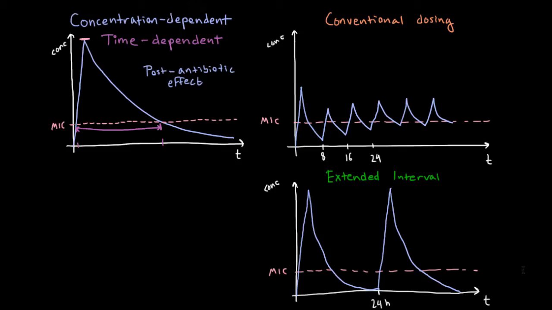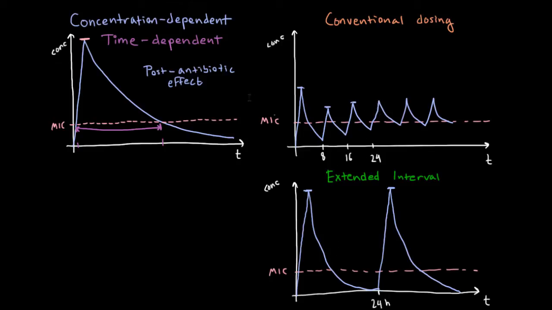Now what you'll notice is that with this extended interval dosing, which was basically developed after conventional dosing was developed, the peaks are much higher, right? The peaks are higher than here. And so because aminoglycosides are a concentration-dependent antibiotic, that means that this extended interval dosing will be as good as the conventional dosing. In fact, you might even think it would be better.